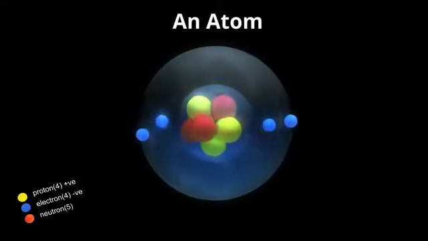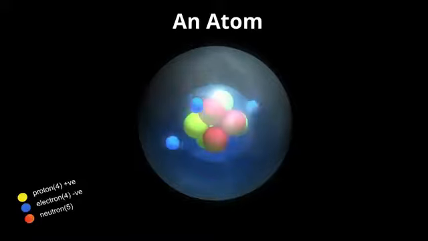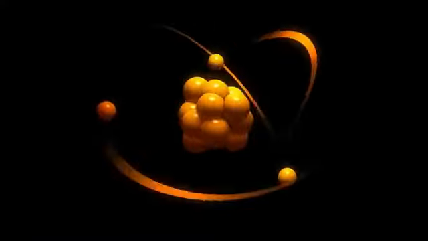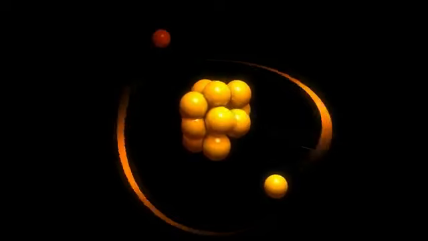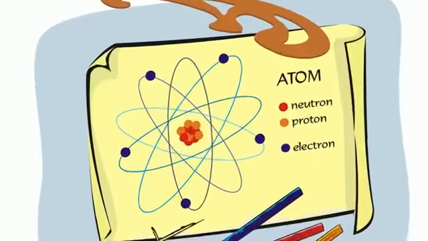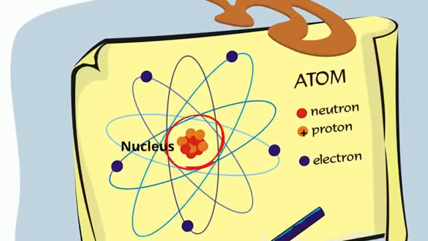The smallest unit of matter is called an atom. Each atom is made up of smaller particles known as subatomic particles. In the nucleus, or the middle of an atom, are two subatomic particles called the proton and the neutron.